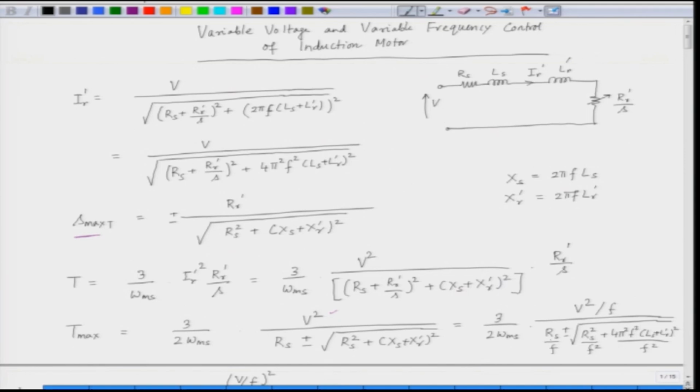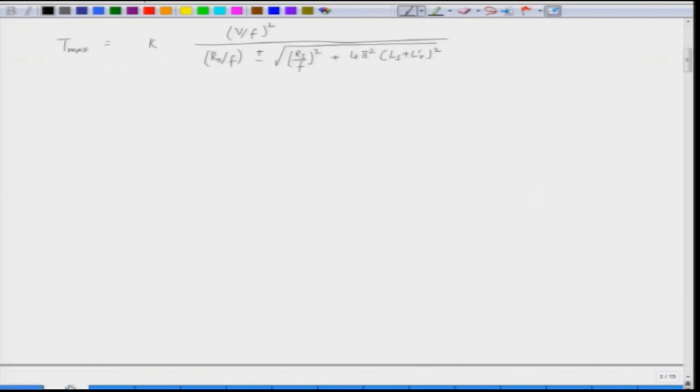And this is R s by f whole square here, and this omega m s is a function of the frequency. What is this omega m s? Omega m s is the synchronous speed, that is equal to 2 pi f divided by p by 2. So, it means the synchronous speed is also a function of frequency. So, one more frequency term will be coming from this omega m s. So, this will make it V by f square, and we have some constant here.